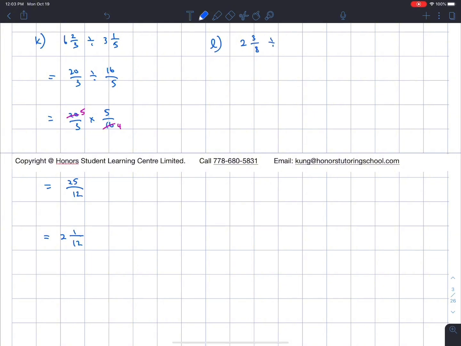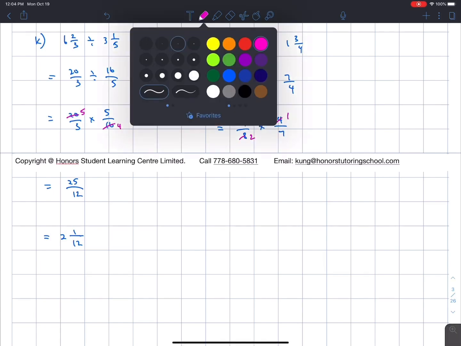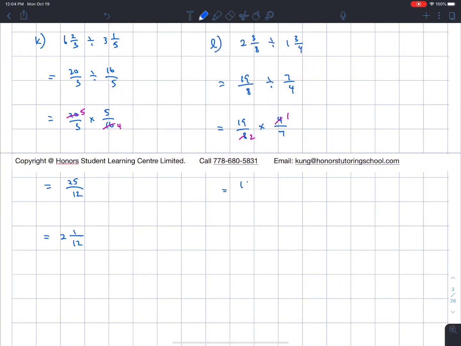2 and 3 over 8 divided by 1 and 3 over 4. 8 times 2 is 16, plus 3 is 19. 4 times 1 is 4, plus 3 is 7. I can flip this over, divide this by 4 to get 1, divide by 4 to get 2. We get 19 times 1 is 19, 2 times 7 is 14. 14 goes into 19 one time. We still have a remainder of 5.